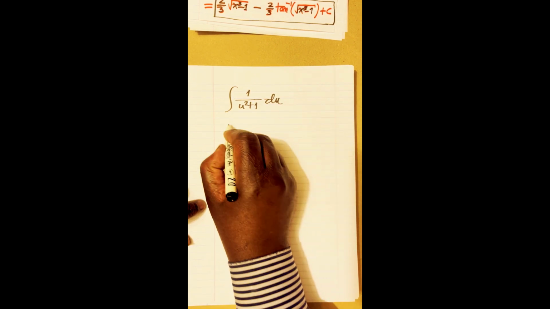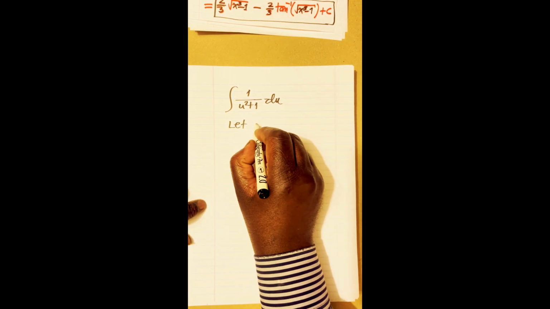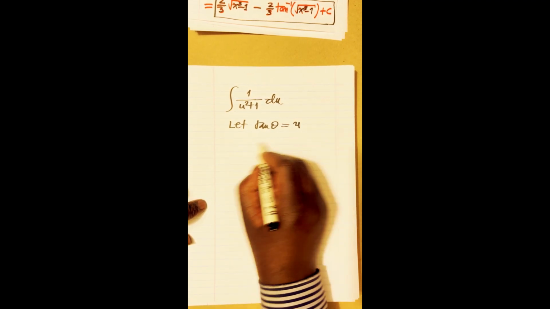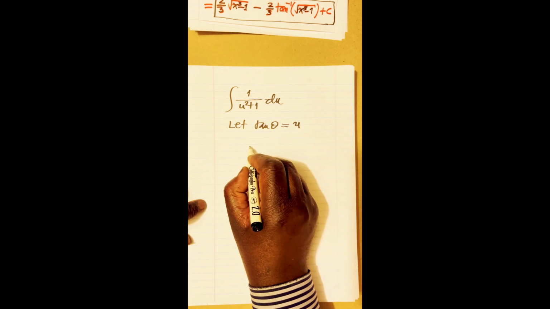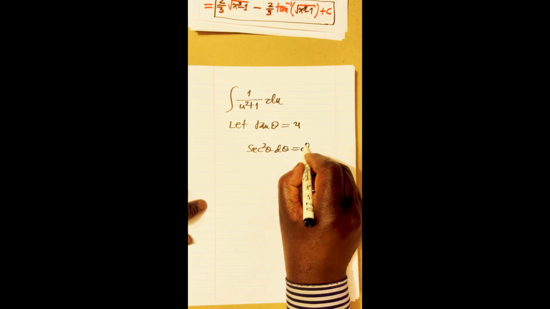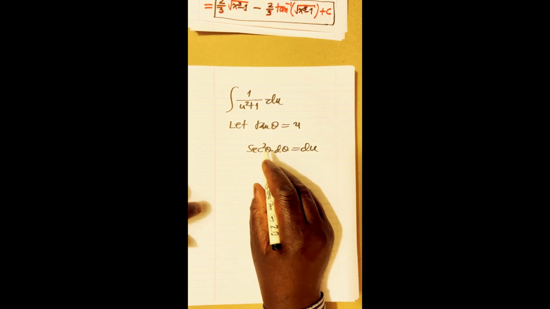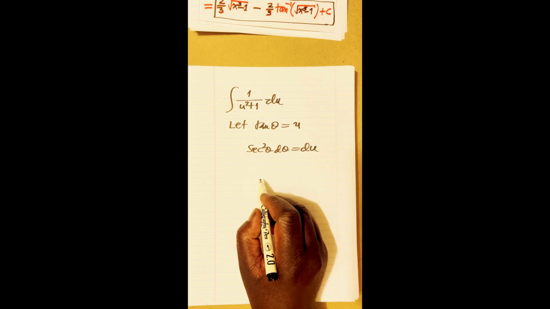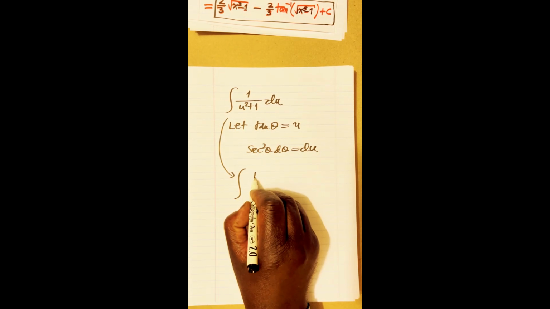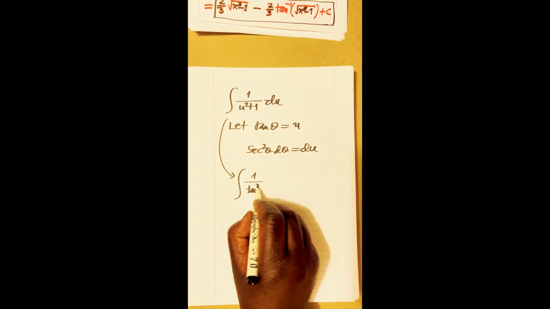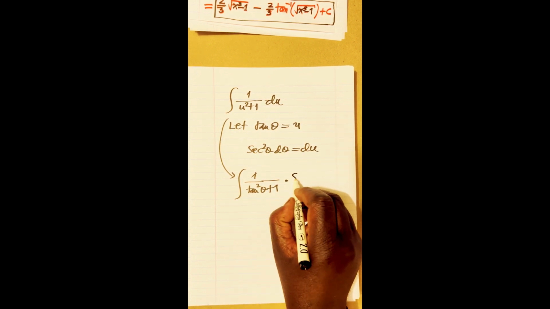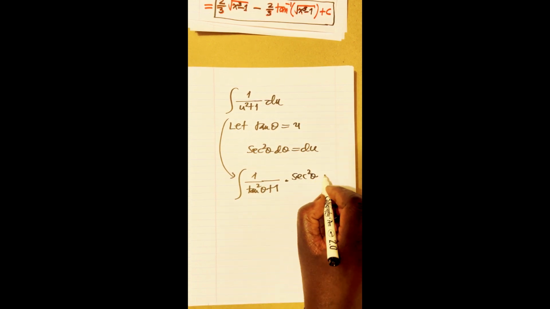So now we're going to say let tan theta be equal to u. Chain rule differentiation on both sides, we're going to have sec squared theta d theta equals du. Remember, derivative of tan is equal to sec squared. Now from here what we have is the integral of 1 over tan squared theta plus 1, and then times what is du? It is sec squared theta d theta.